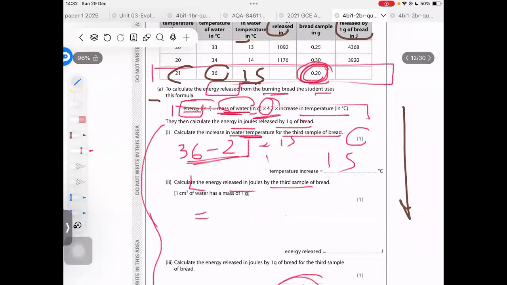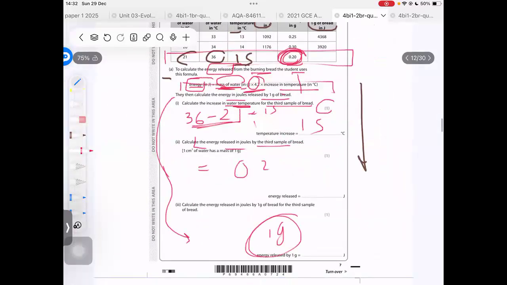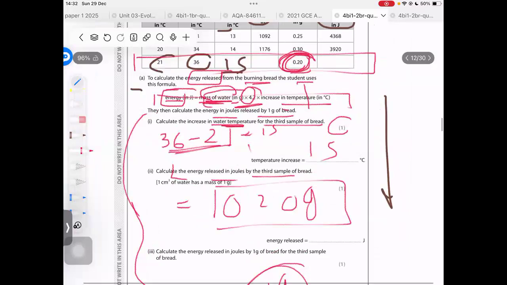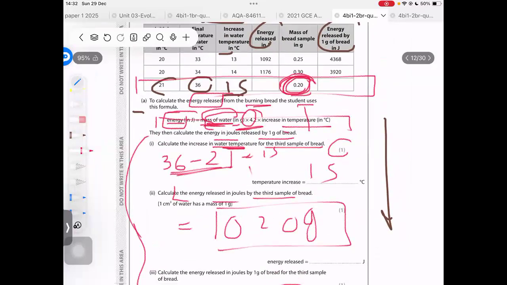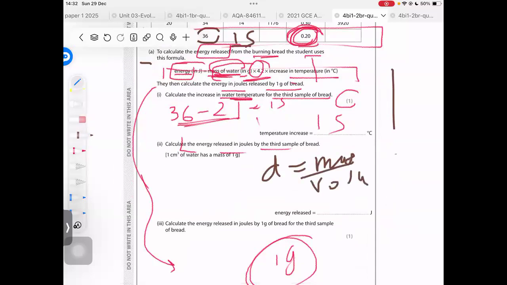Now, mass of water, you can see here they have put it in grams. But the bread sample here they have given, okay, so basically the mass of the bread sample is 0.20 grams, right? But here can you see they are asking for the mass of water in this equation, right? But we don't know what is the mass of water in this equation. That means we have to use the density method, right? Density is equal to mass over volume.